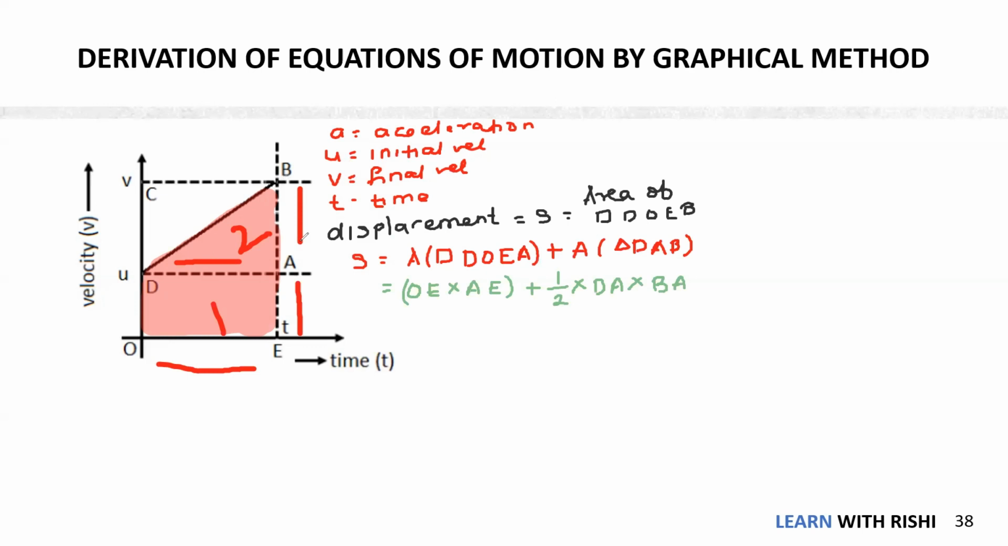Now let us replace these distances OE, AE, DA, BA with some values. From the graph, we can say that our initial velocity, that is u, is nothing but OD. So I can write that initial velocity u is equal to OD.